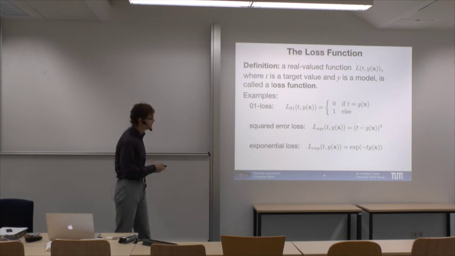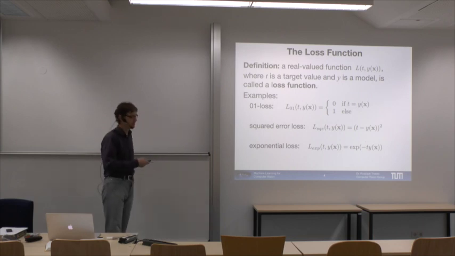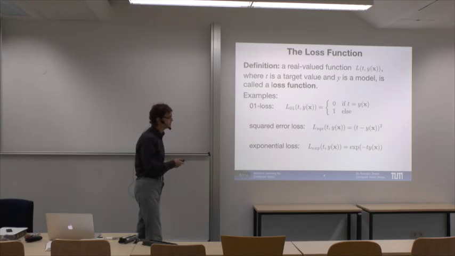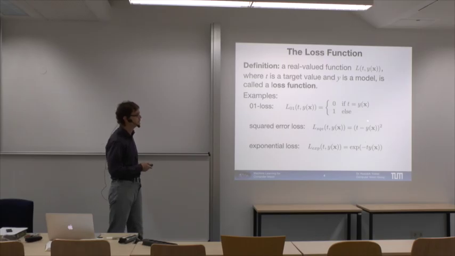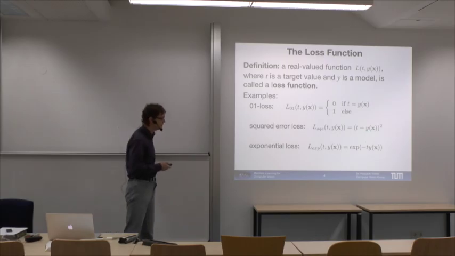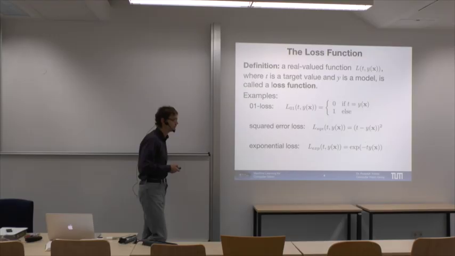Then we have the squared error loss, which is the one that we just had in the slides two slides before. This is probably the most intuitive one, where we just want to have the squared distance from our model to our data.